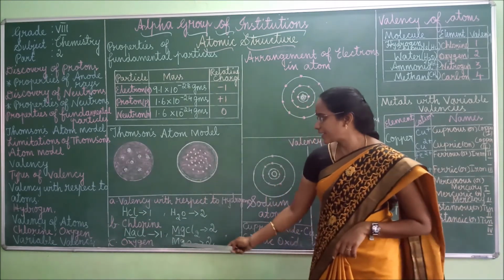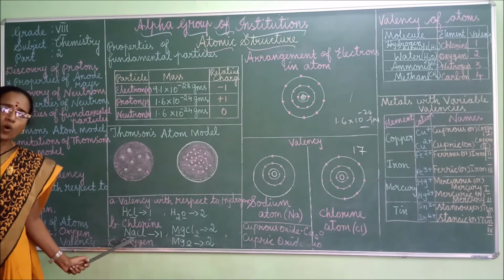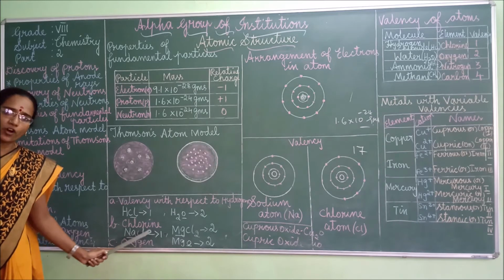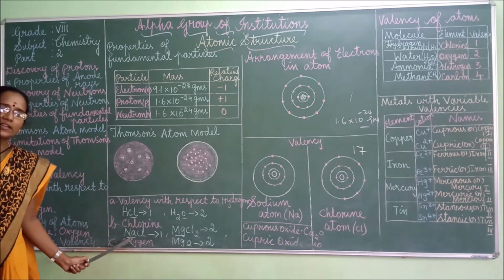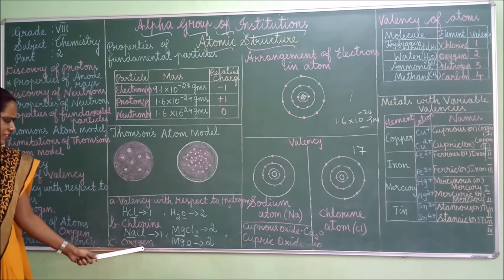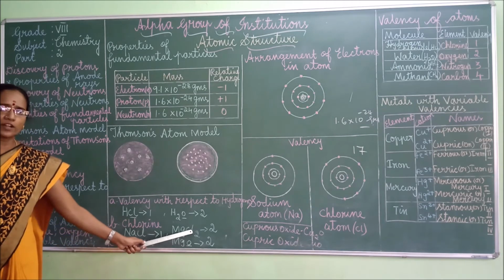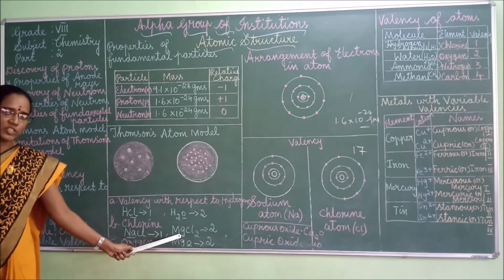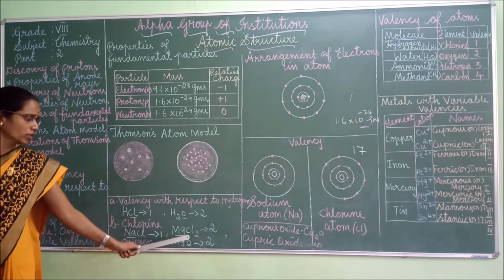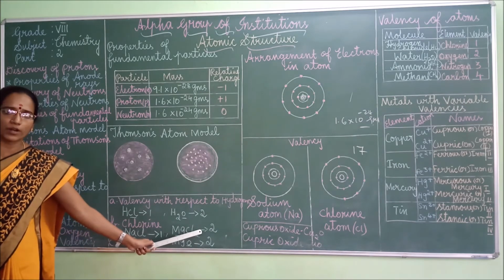For example, we can take the sodium chloride molecule. Here, one atom of sodium combines with one atom of chlorine to form sodium chloride. Here, the valency of sodium is 1 only, right? Magnesium chloride also we can take as an example. One atom of magnesium combines with two atoms of chlorine to form the magnesium chloride molecule. Here the valency of magnesium is 2 because it combines with two chlorine atoms, right?